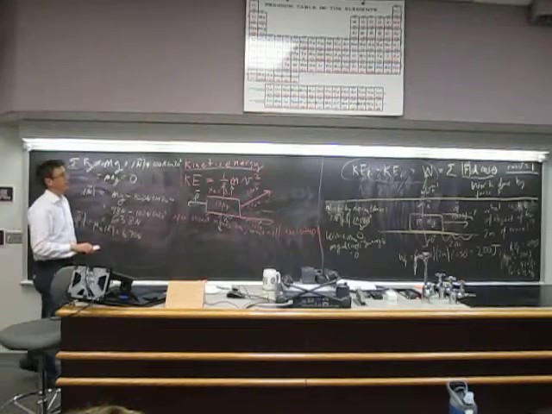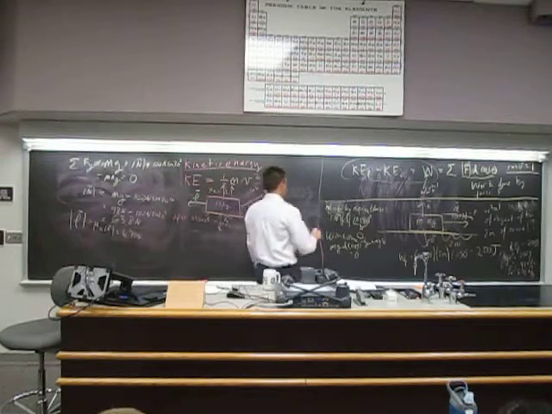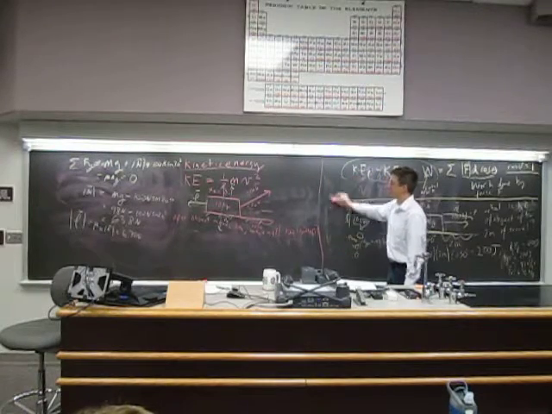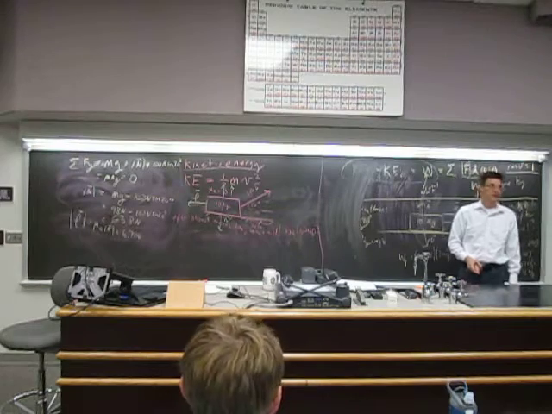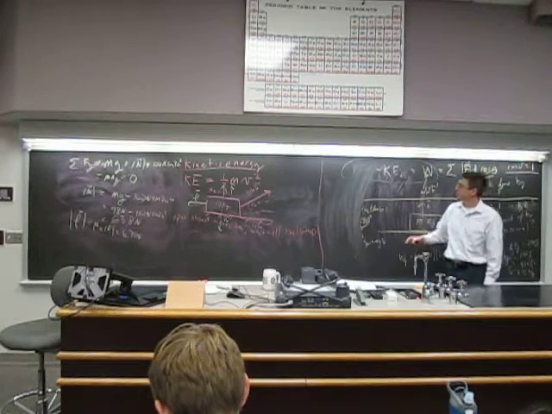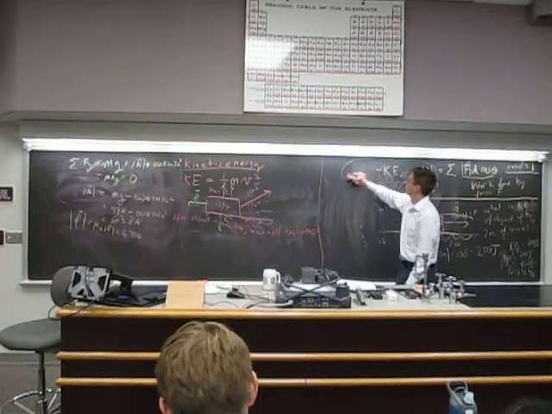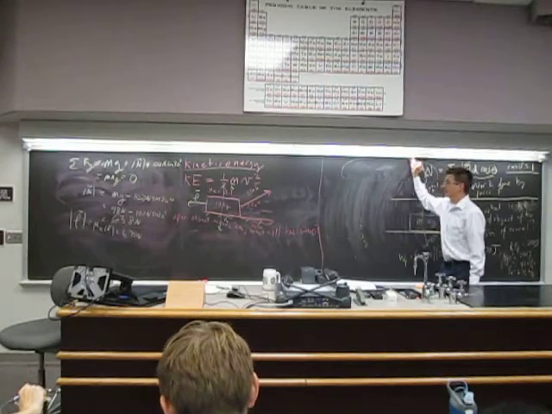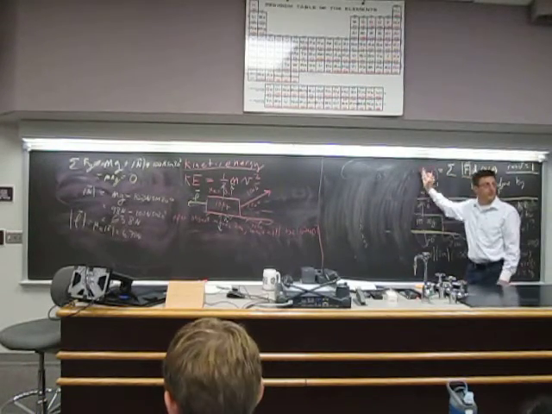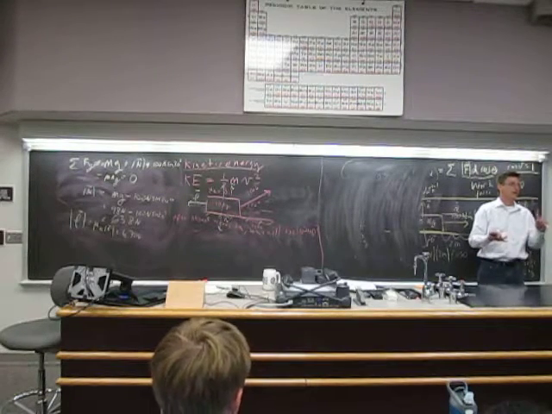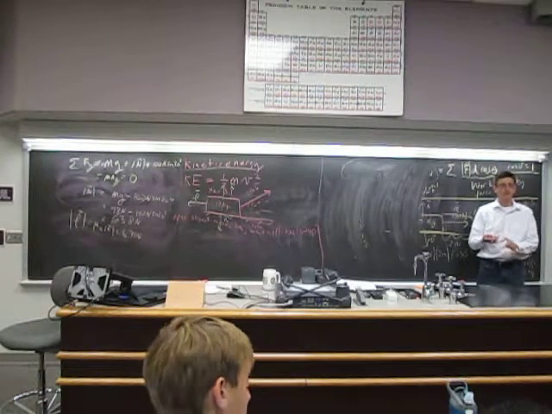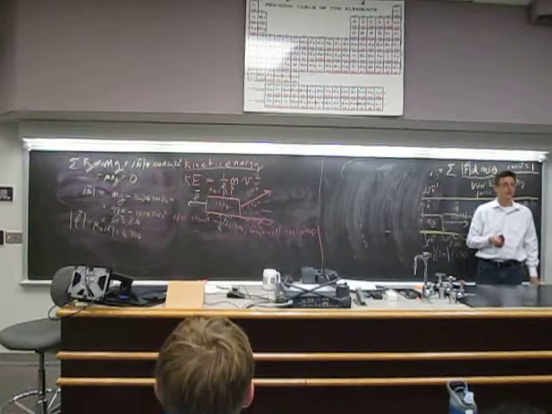See if we can figure out the work done on this object, which will give us the change in kinetic energy of the object, which will then allow us to find what the speed of the object is. It makes sense what the logic is. We'll find the total work done. This will be the change in kinetic energy. This will allow us to figure out what the speed of the object is.